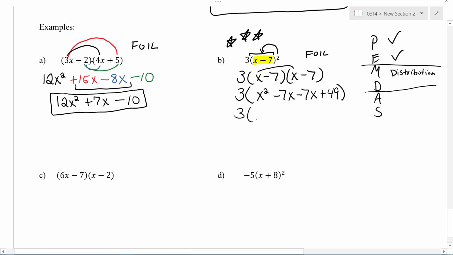Now if you want to, you can combine like terms within the parentheses. What's negative 7x minus 7x? That gives me a negative 14x. Now I can multiply the 3 into the parentheses. Okay, so now we're down here to the multiplication and division phase, and distribution is the same thing as multiplication. So when I do this distribution, I get 3x squared.